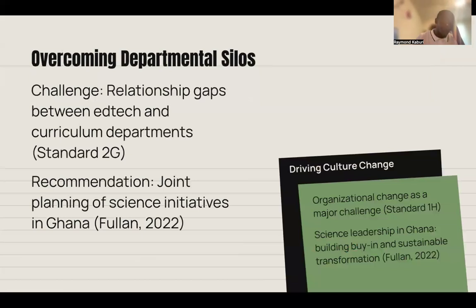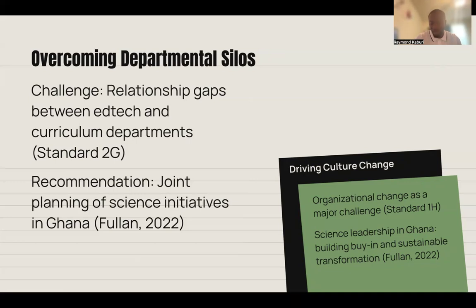It also helps in overcoming developmental silos. Like mentioned before, if there are relationship gaps, we talked about the fact that this CoSign framework, the standard 2G, helps to bridge collaboration or relationships between them. And by way of recommendation, they also have joint planning of science initiatives in Ghana. So once there's collaboration through this framework, through professional development and good organization and management, they are able to do things together, plan together, and share ideas to build a consensus on everything.